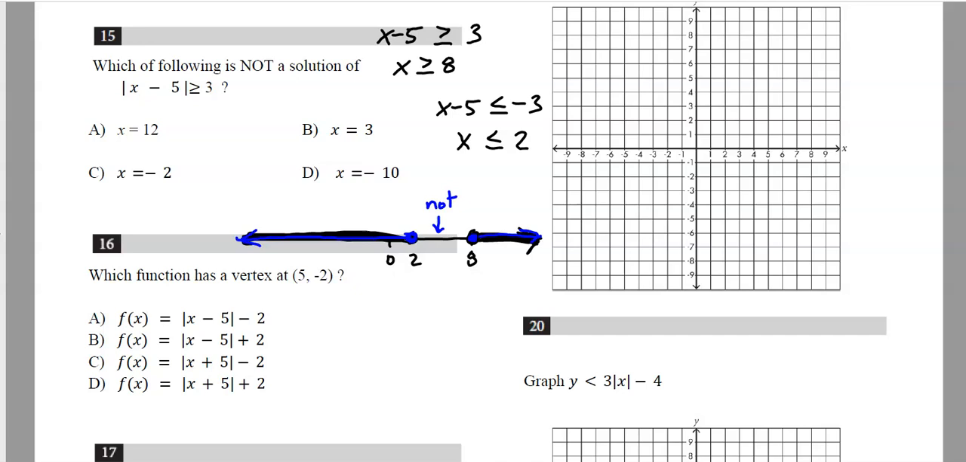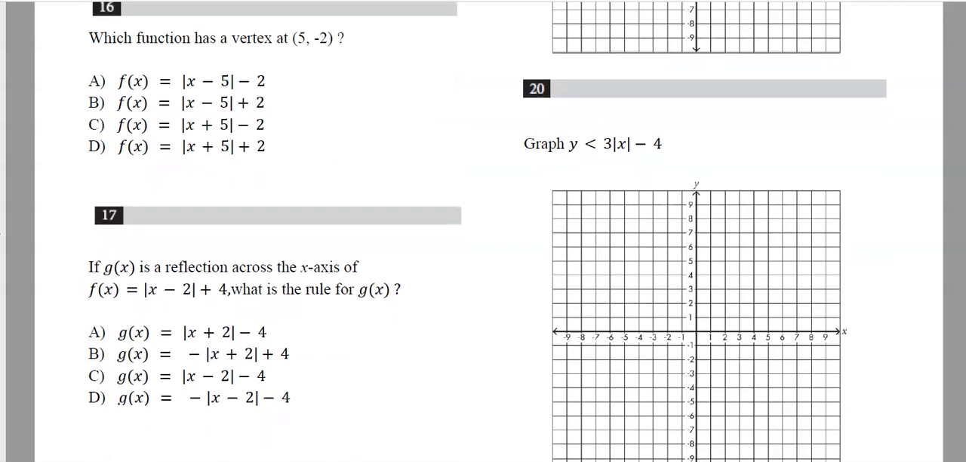So you are a solution. You are a solution. 3 would not be a solution. -10, you're in the solution. So correct answer there is B. Some of you might choose to just plug the numbers in. It could be faster, but I thought I'd show you the traditional solving it way.